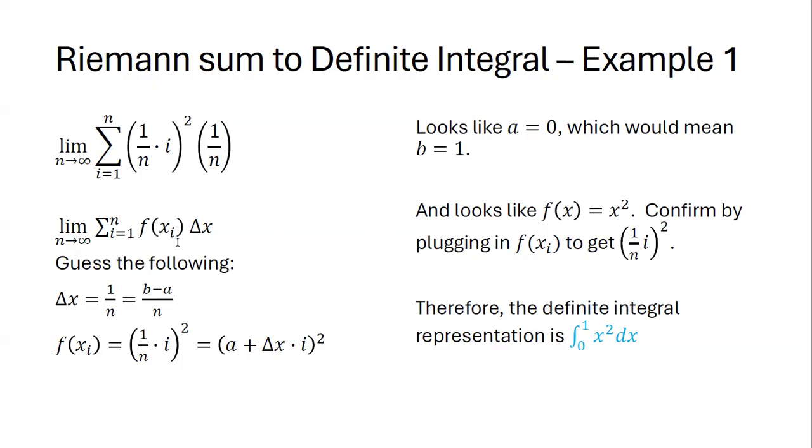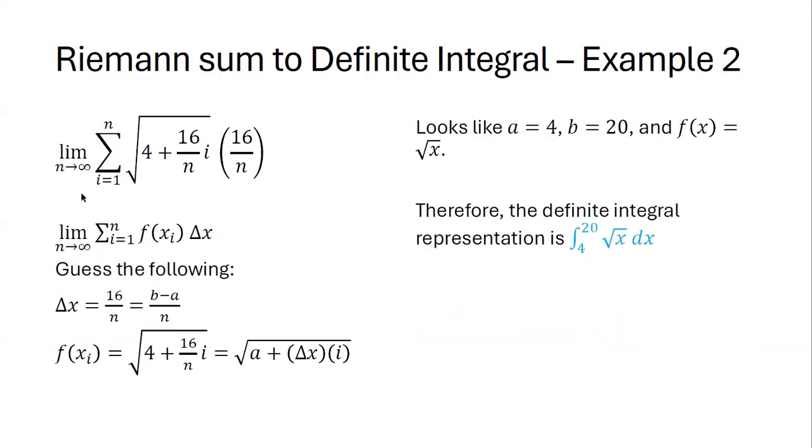If this wasn't super clear, hopefully a few more examples can help you see how to think through the process. So example 2: limit as n goes to infinity, summation as i goes from 1 to n, square root of 4 plus 16 over n times i, times 16 over n. This is our limit definition, remember? So let's guess that this delta x is 16 over n, okay? And then we're going to guess that this other piece over here is our f of x sub i, which is square root of a plus delta x times i, in this form.